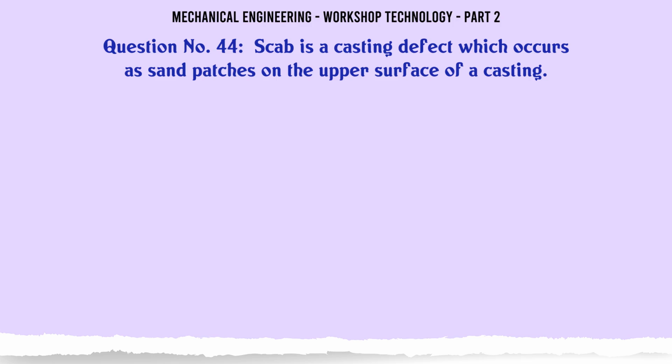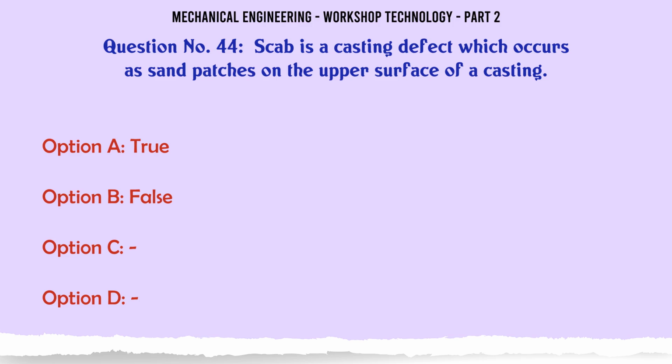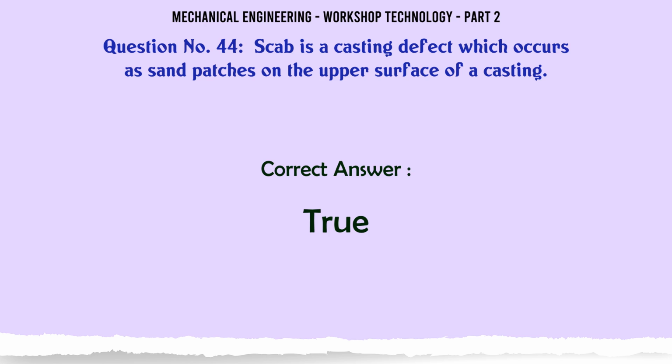Scab is a casting defect which occurs as sand patches on the upper surface of a casting. A. True, B. False. The correct answer is true.